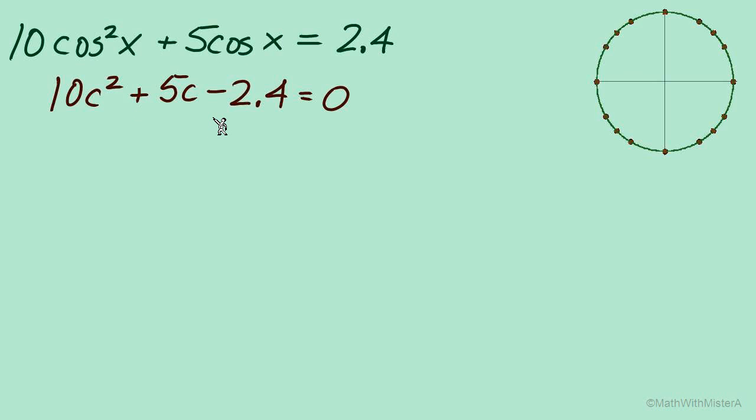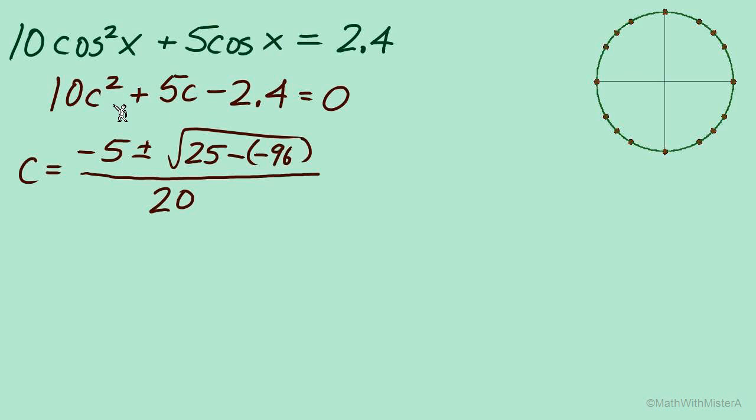Turns out we could factor this, but I want to use the quadratic formula just to tell you that we're looking at a quadratic we're trying to solve. When we do solve it, we'll get cosine x equals, not just what x equals, so there will be more steps to do, but however I choose to solve the quadratic is going to be valid. I could complete the square, I could use the quadratic formula, so I'm going to use the quadratic formula here. a is 10, b is 5, c is negative 2.4.